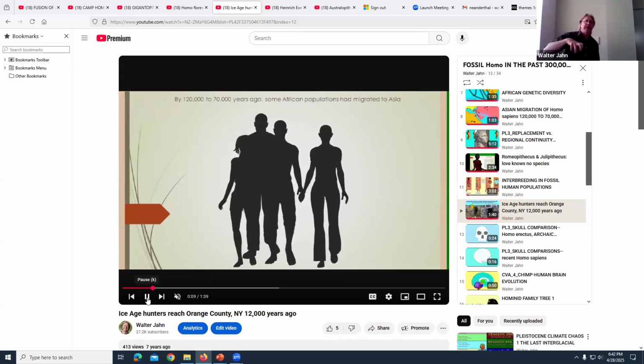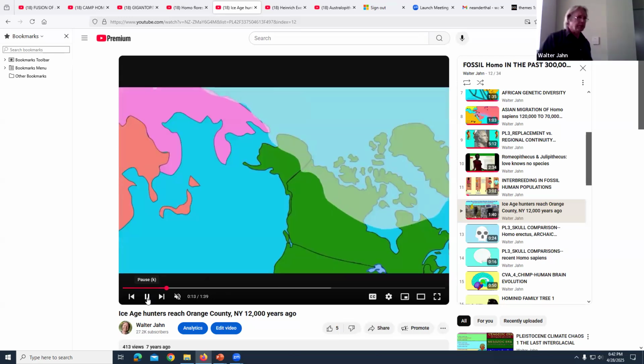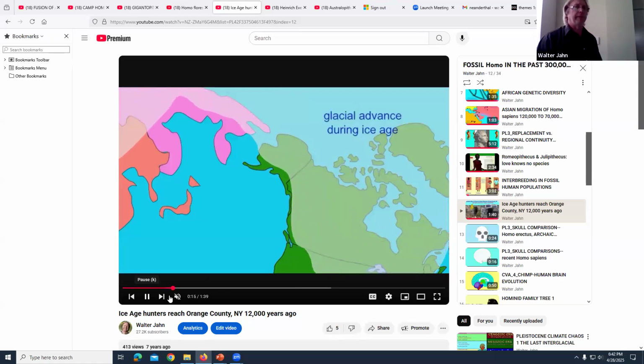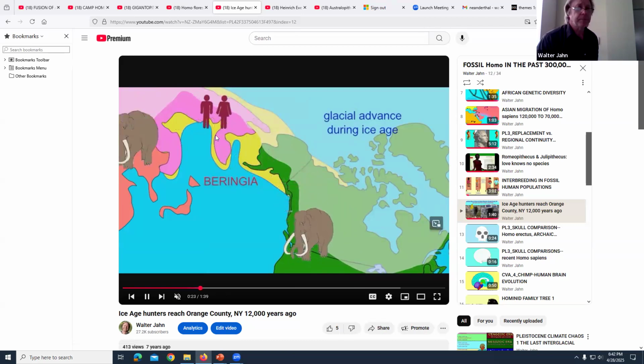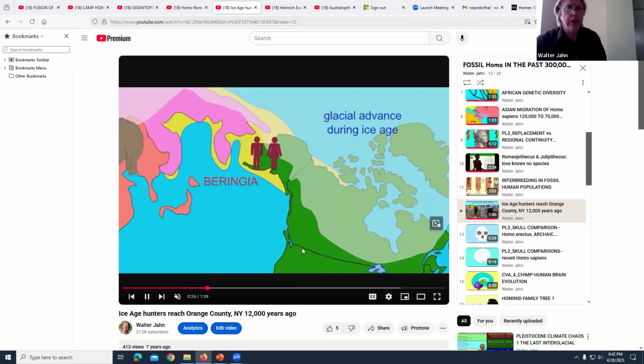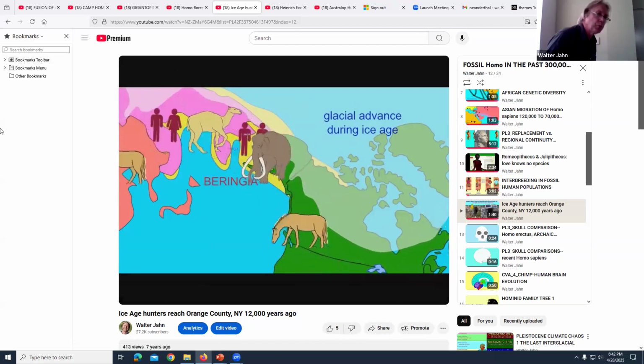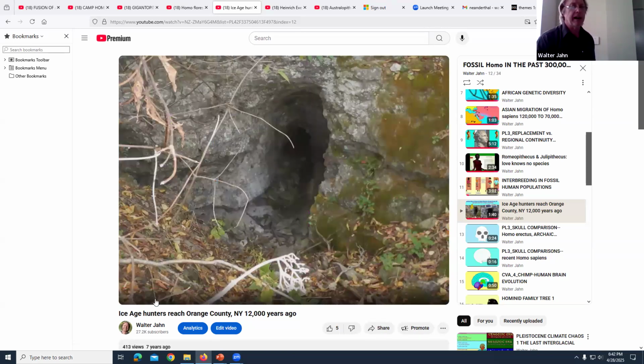It used to be thought they got to the Americas, give or take 10,000 years ago. But then recently we realized it's probably closer to 20,000. Because as the ice sheet advanced, sea level dropped so much that you could walk from Alaska to Asia. That's how elephants got here, and that's how horses went to Asia, and that's how humans got here.